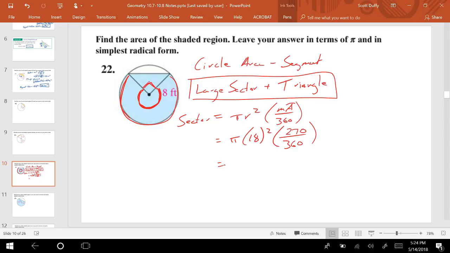If you leave it in terms of pi, you will get 243 pi square feet.